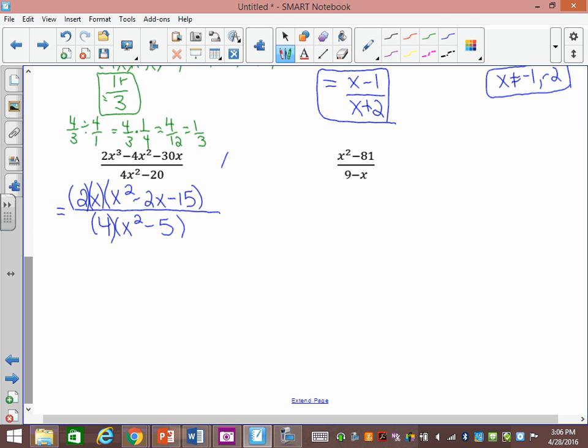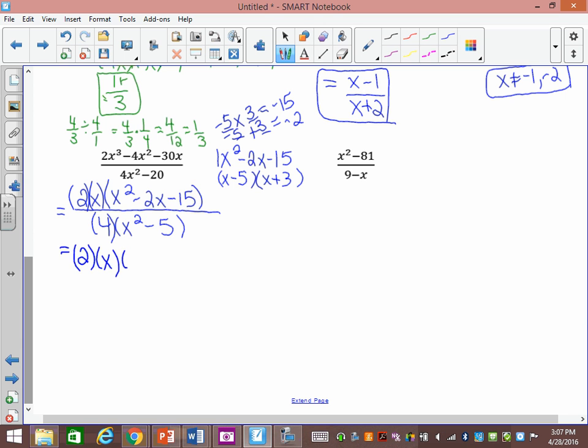So I'm going to go x squared minus 2x minus 15. I have a 1 in front, so I can go strictly right to brackets. And I say what times what equals 1 times negative 15, so negative 15, and what plus what equals negative 2. So negative 5 and positive 3. So I'm going to get x minus 5 and x plus 3. So this x squared minus 2x minus 15 gets replaced with those two factors. So I have 2 and x, and then this gets replaced with those, x minus 5, x plus 3.